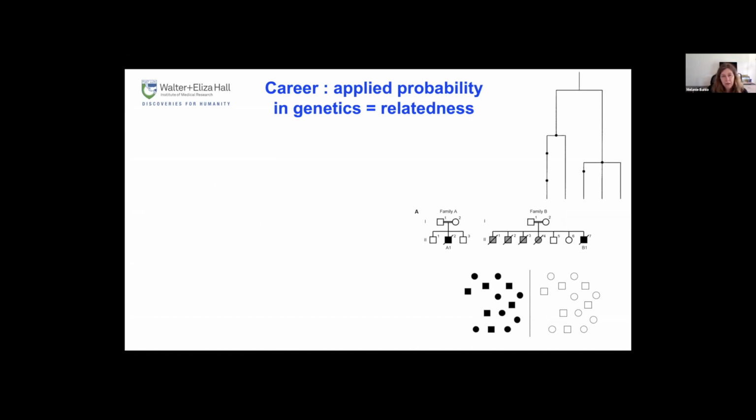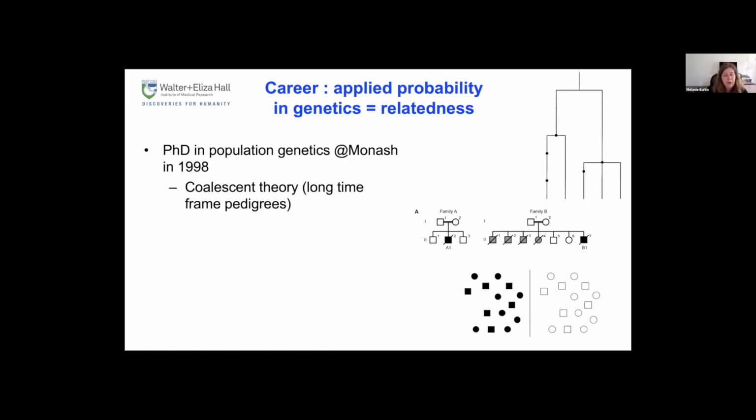I started my career and I did a PhD in applied probability in the statistics department at Monash, and really the overarching thing in my applied probability work, and which I still work on and come back to all the time, is this idea of relatedness that really has spanned my entire career. And I started my PhD in population genetics at Monash and finished that in 1998. And I did it in a field called Coalescent Theory.